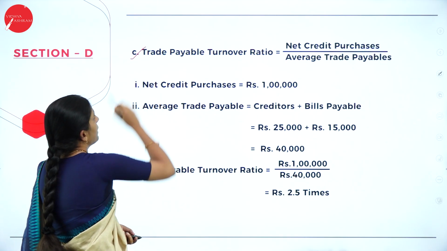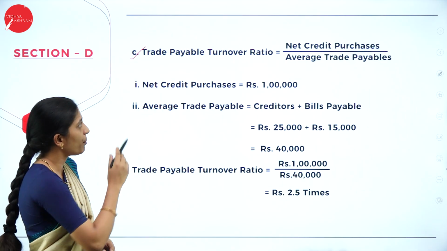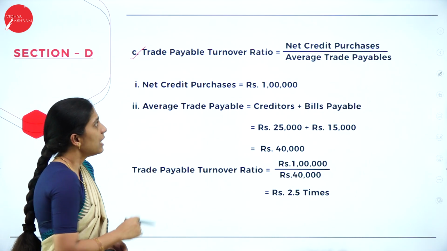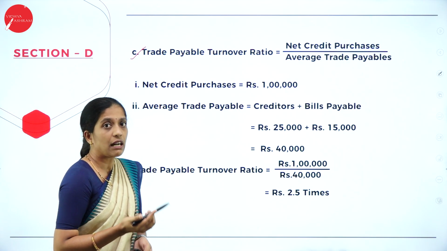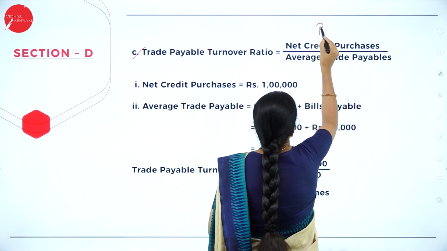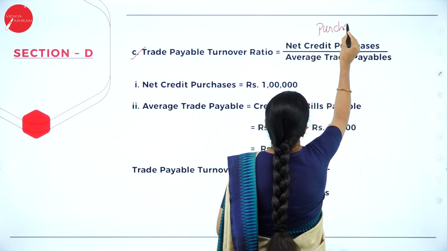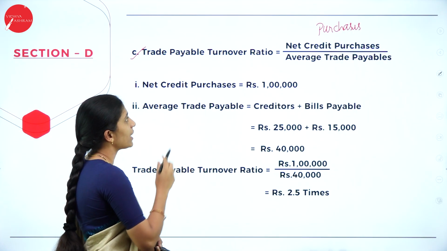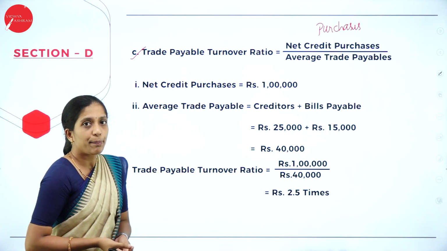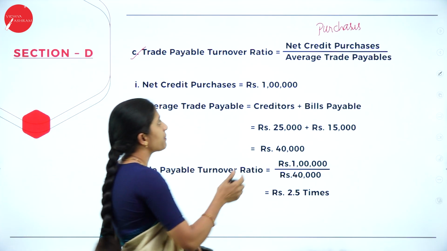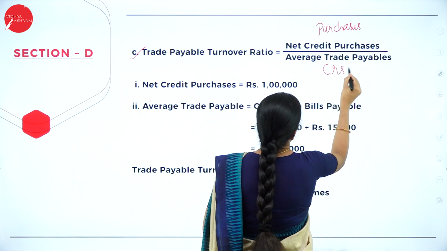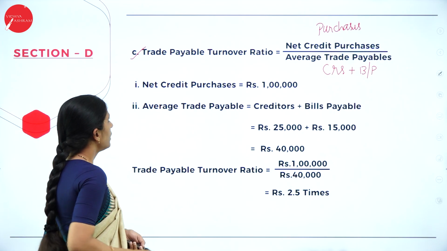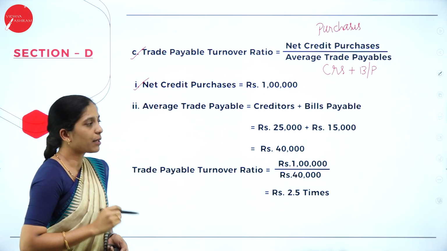Now, moving on to the next one, trade payable turnover ratio. Your formula is net credit purchases divided by average trade payable. Now, net credit purchases, in your trading account they have directly given us purchases. So, that itself will be the net credit purchases. And average trade payable, in the balance sheet we have creditors plus bills payable. So, creditors plus bills payable will be average trade payable.